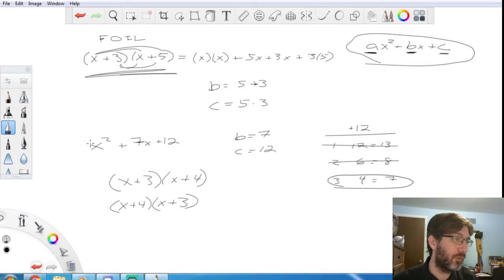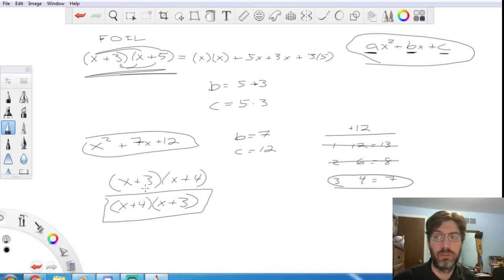And now we went from the trinomial here to the multiplication of the binomials. If you have questions, please make sure you're asking in the chat. We can check our work by, if we foiled this, we should be able to get this. So let's go ahead and foil that.